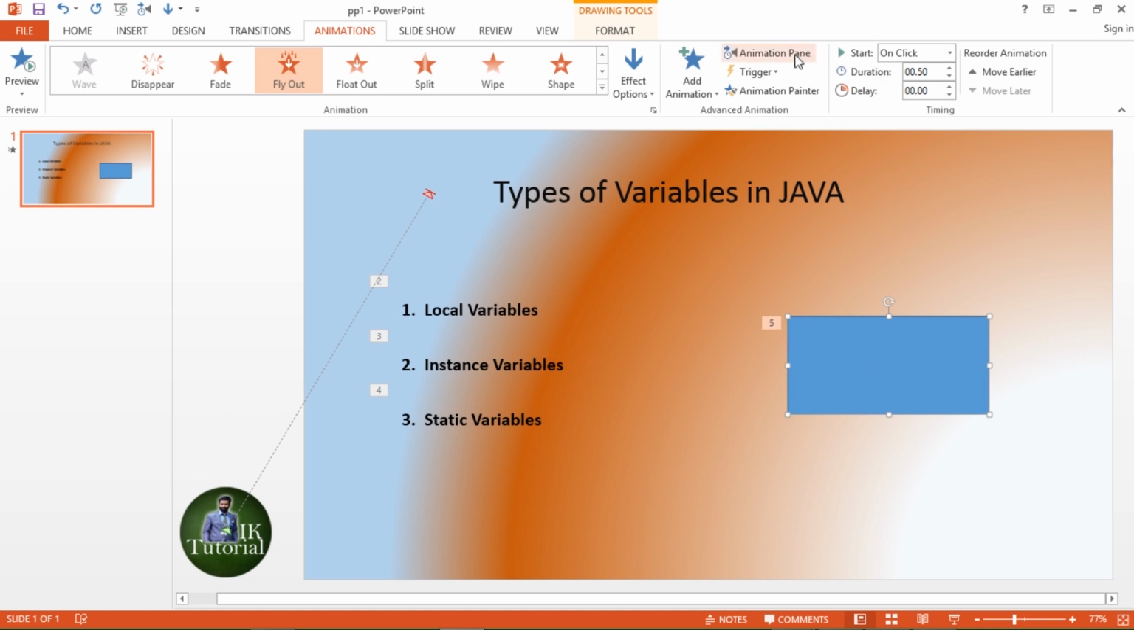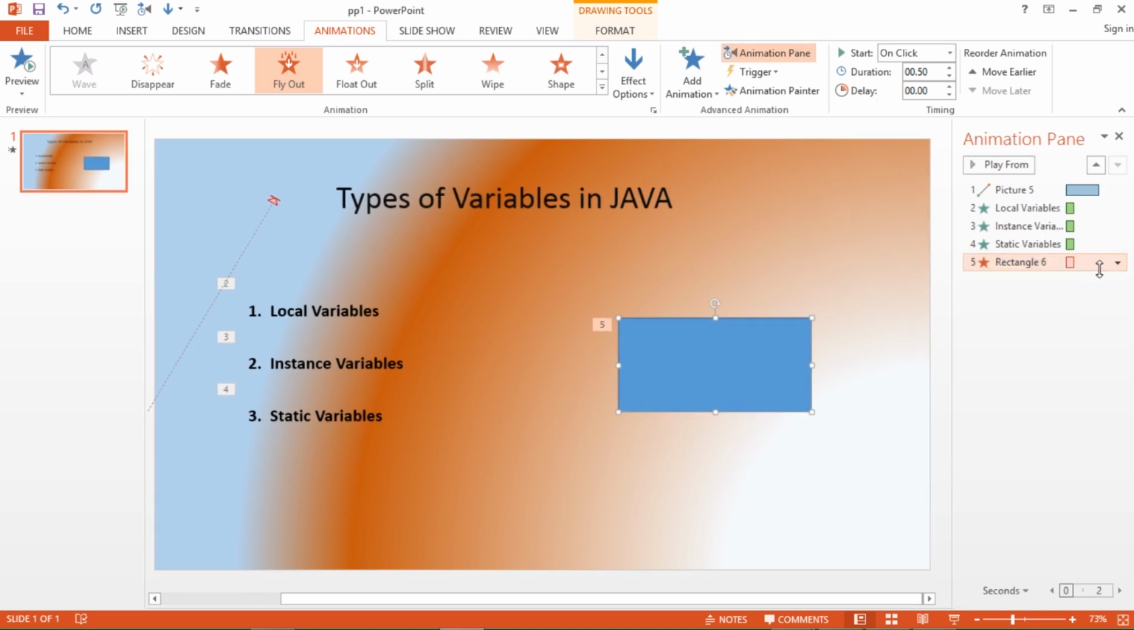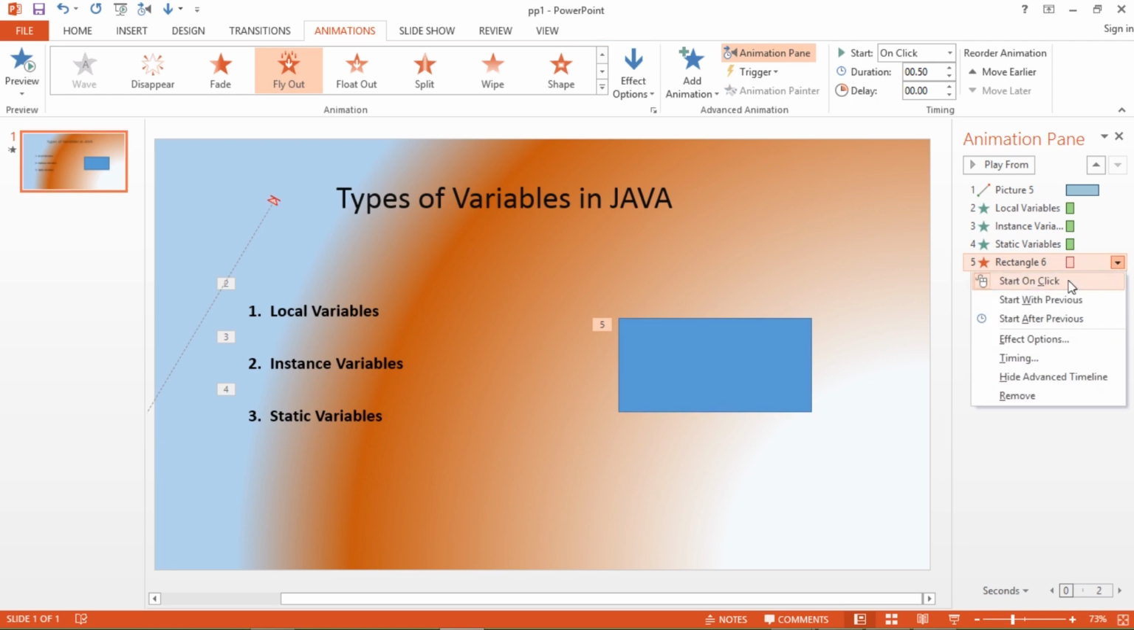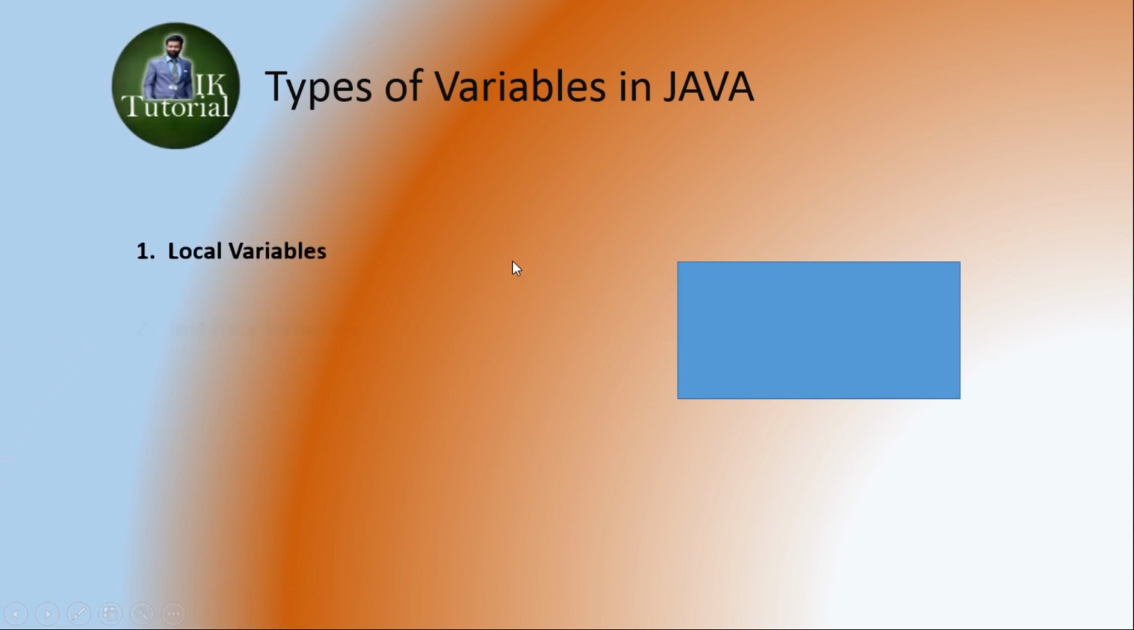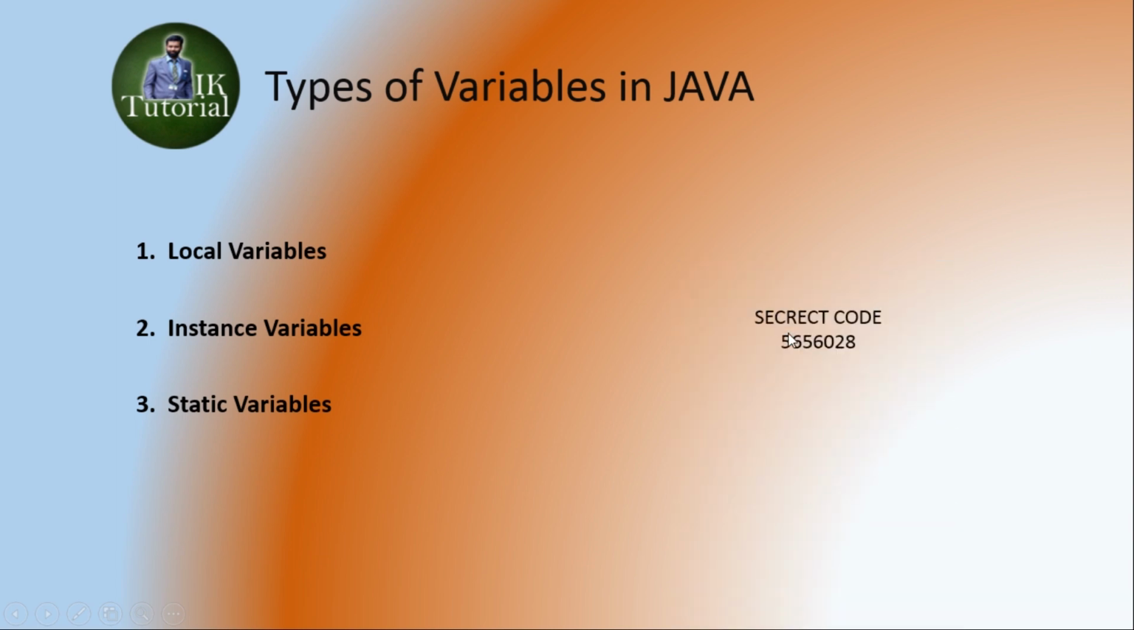For that I'll again select the animation pane. In the animation pane you can see this is the rectangle that we have added the animation to. I'll click here, I'll select this start on click. Whenever I click on the rectangle, only then that animation effect should get started. I'll select that, I'll save it. Now let me see the slideshow. You can see here, now whenever I click this, it should fade out and we can see the code.